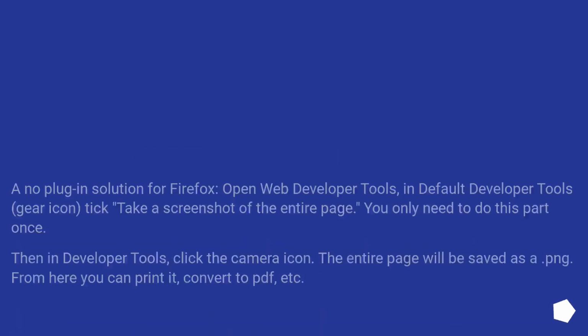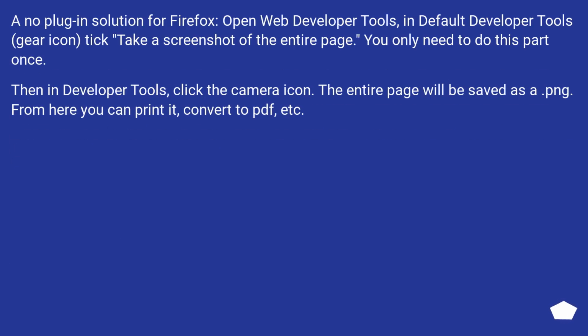Source, Print Style Sheet, the definitive guide. A no plugin solution for Firefox. Open Web Developer Tools. In Default Developer Tools, gear icon, take a screenshot of the entire page. You only need to do this part once. Then in Developer Tools, click the camera icon. The entire page will be saved as a PNG. From here you can print it, convert to PDF, etc.